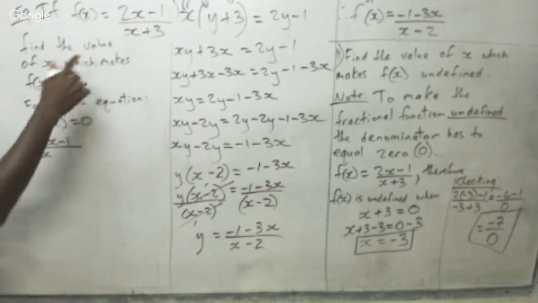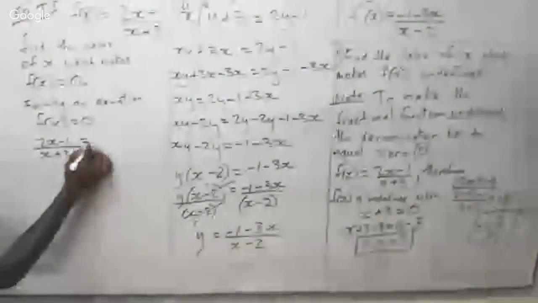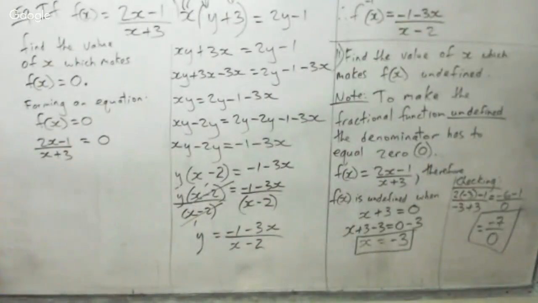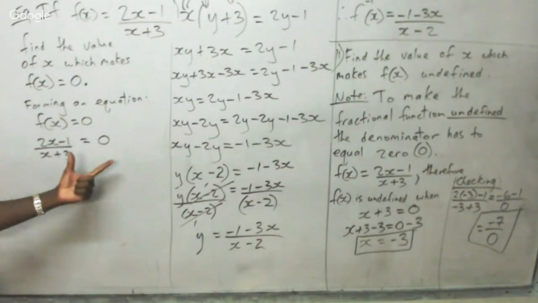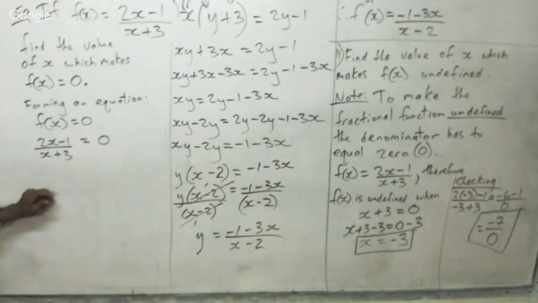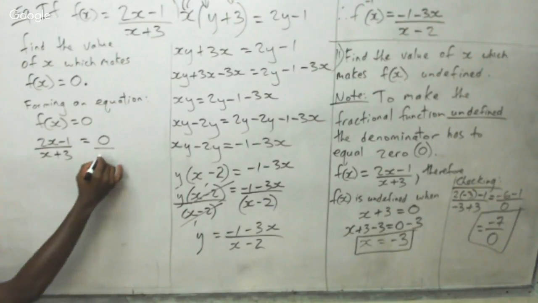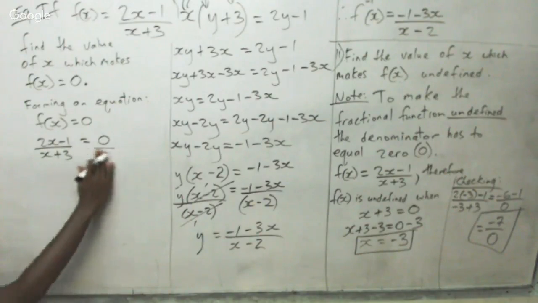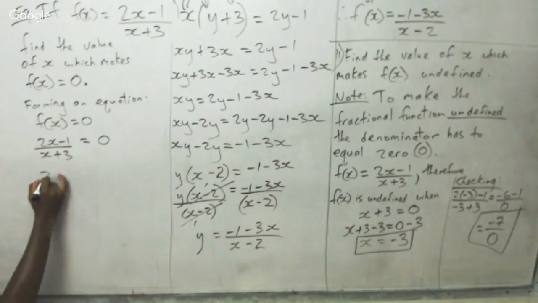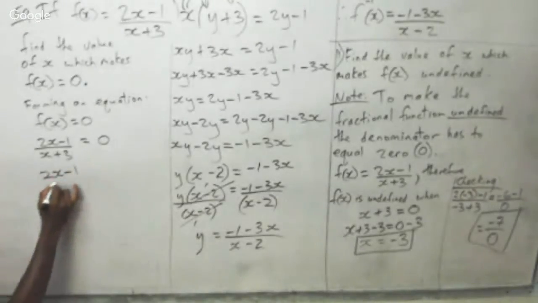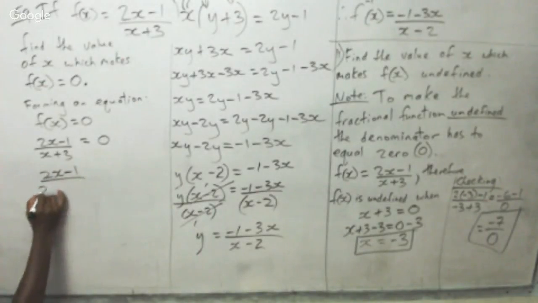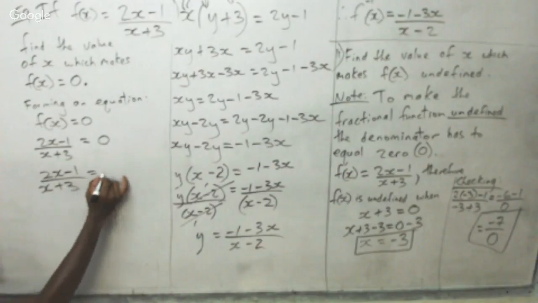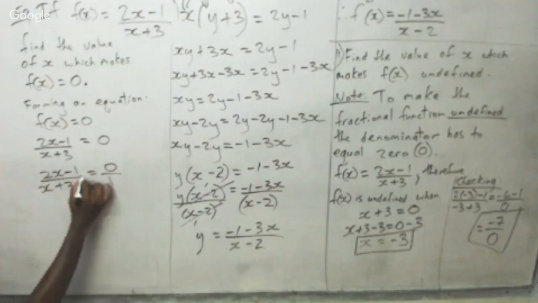So we just form an equation. F of x, which is 2x minus 1 over x plus 3, is equal to 0. Can you solve that? How do we solve this? Let me rewrite it in case you can't follow. So this is this over 1, cross multiply.